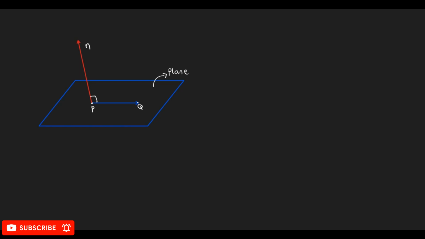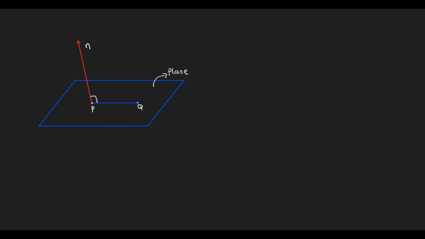From this figure, if I were to generate a vector on this plane, which I name vector PQ, this vector will be orthogonal to the normal vector. So if I take the dot product of this new vector that I have generated and the normal vector n, that will be equal to 0. I'm going to use this idea to generate the formula or the expression for the equation of a plane.